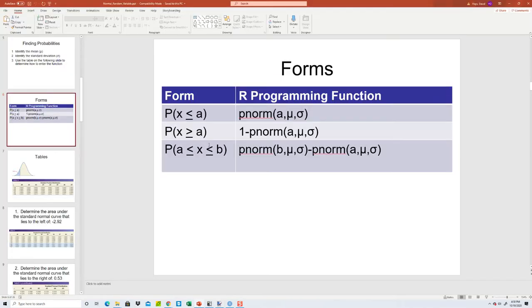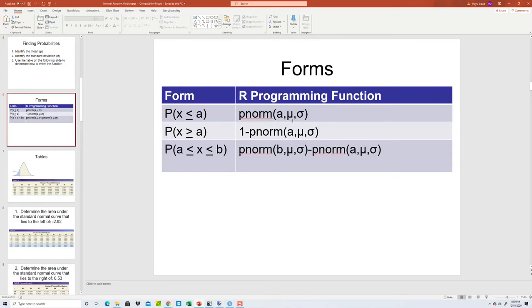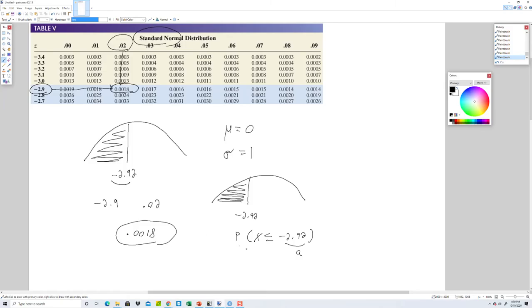Now, A is whatever follows the less than or equal to. So this is A. And this tells us to put it into P norm A mu sigma. So P norm A, which is negative 2.92, mu, which is 0, and sigma, which is 1. And you can put it there. It doesn't hurt anything. Or you can leave it off. It defaults to 0 and 1 if you leave it off.